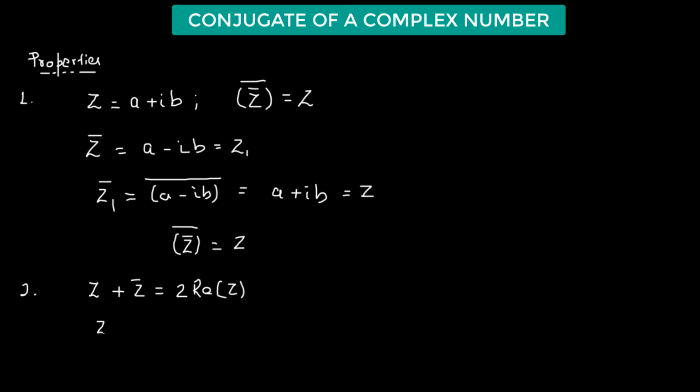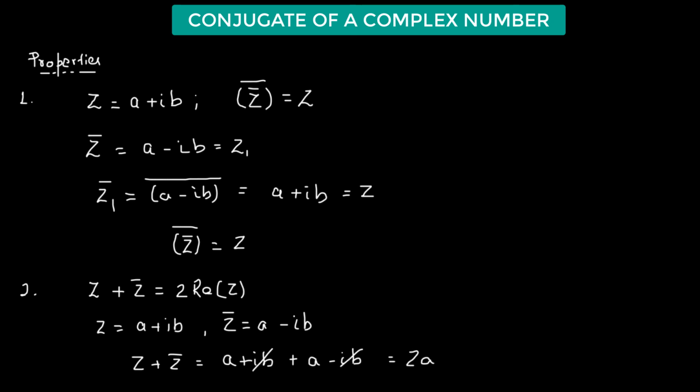Let's assume that z equals a + ib, such that its conjugate will be a - ib. Then we add both of them. So z + z bar equals a + ib plus its conjugate, a - ib. Now we can see that ib and negative ib are additive inverses of each other, so they cancel out, leaving us with twice a, and this is a purely real number. So we have 2 times a, which is 2 times the real part of our complex number z.